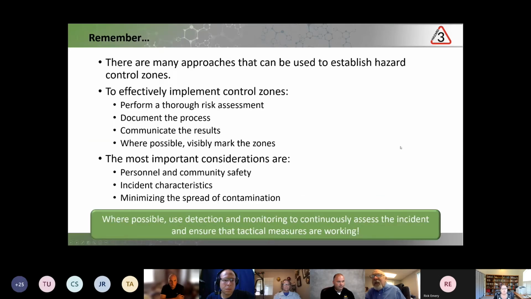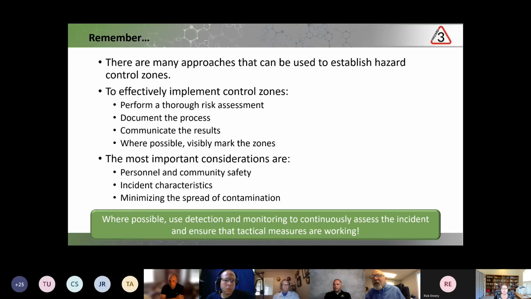So there's a lot of approaches that we can use, but we have to set them all based upon a thorough risk assessment. We should always document the process and then communicate those results. That's the first thing that we should be doing as we set up incident command in a hazmat context: risk assessment, documentation, communication, and then where possible, visibly mark those zones.